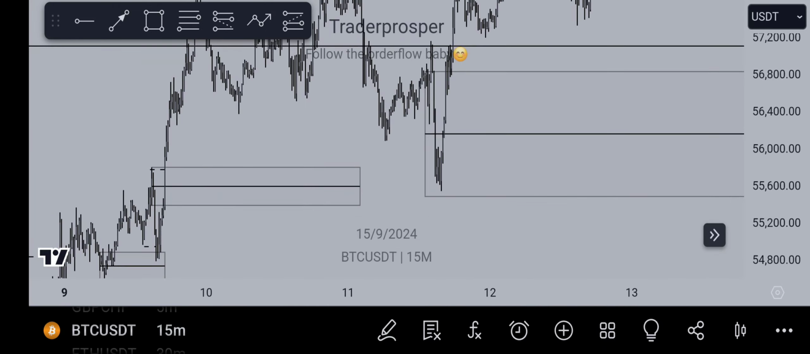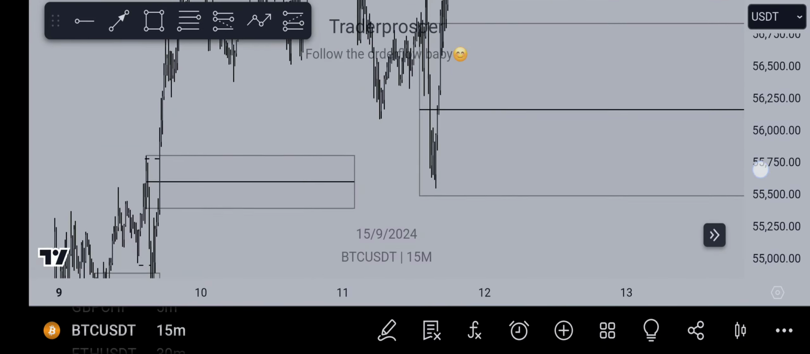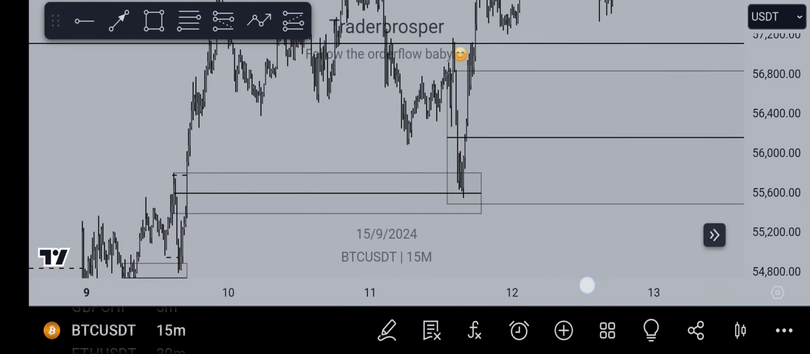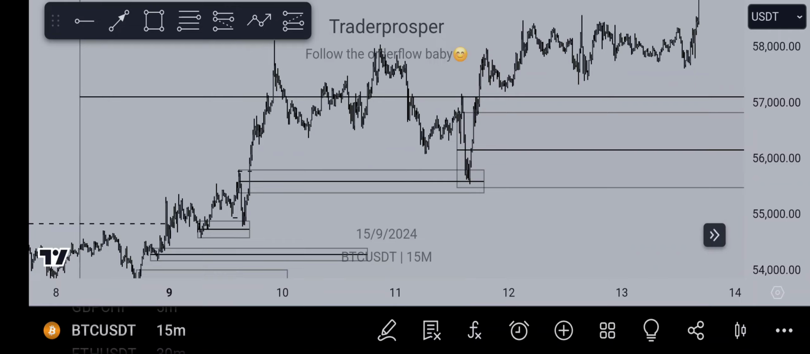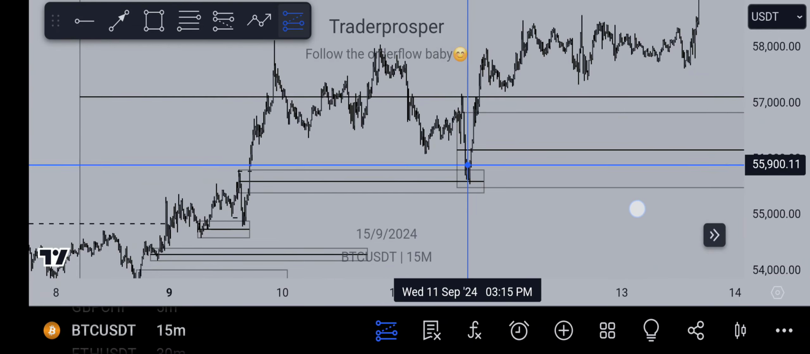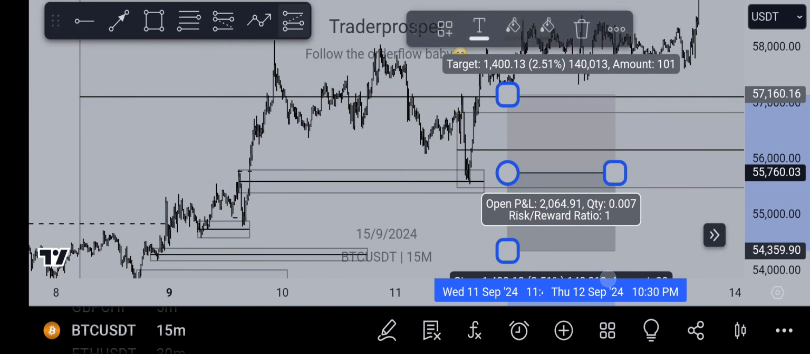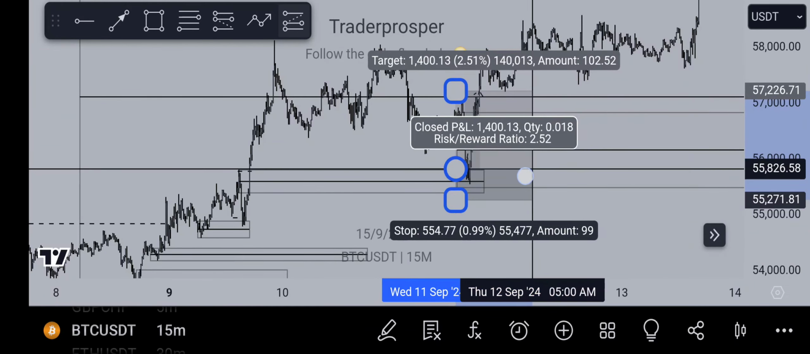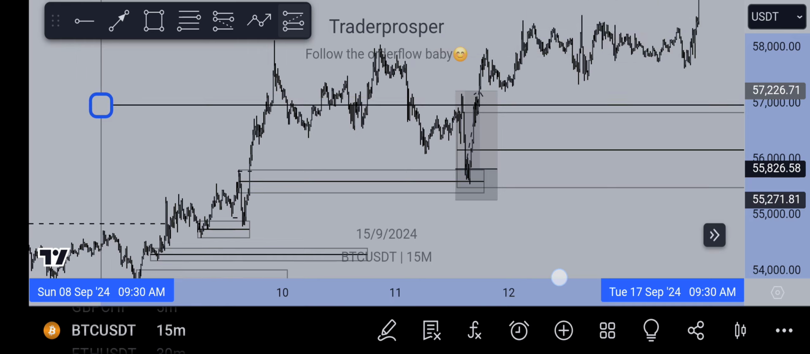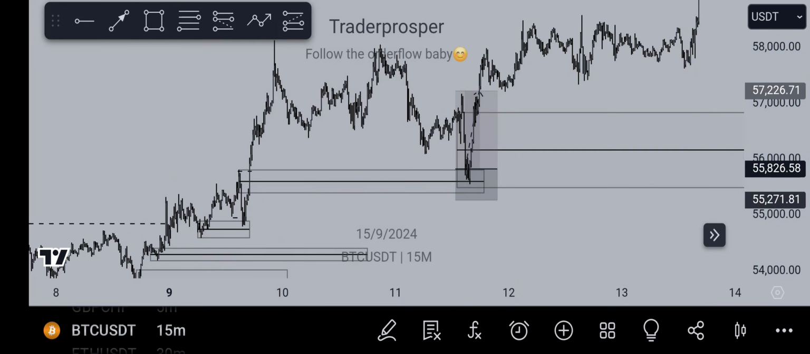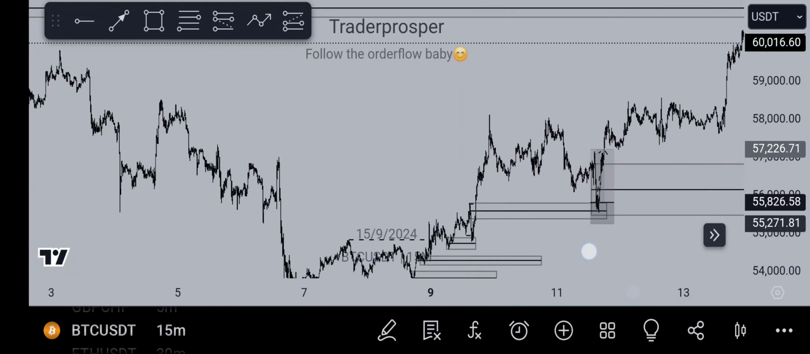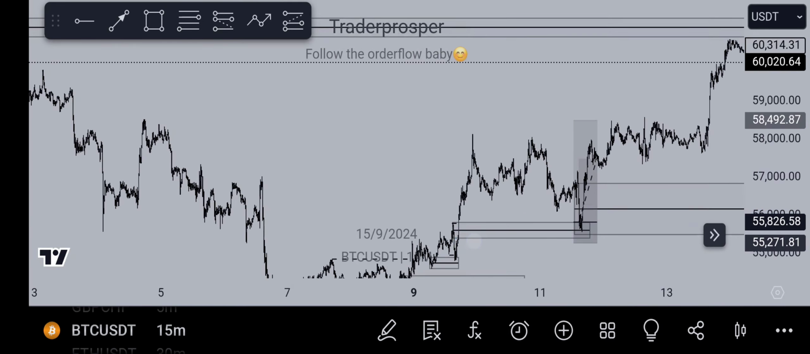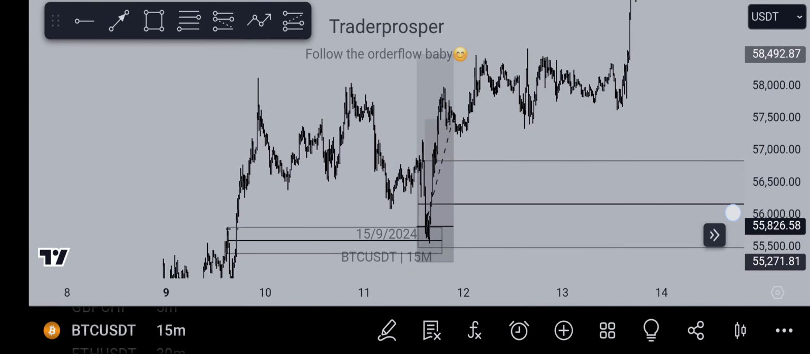So now market just tapped us in nicely. And that was our first trade on BTC. Very nice, very nice. That was our first trade on BTC. Let me delete that guy. And my overall target was this liquidity here, that liquidity there. And that was our first TP.